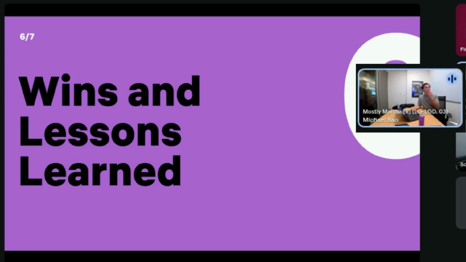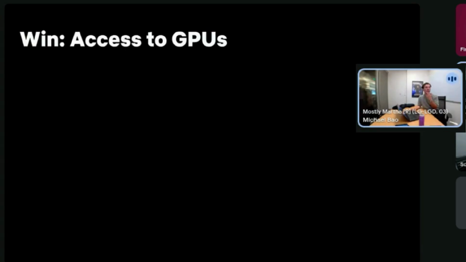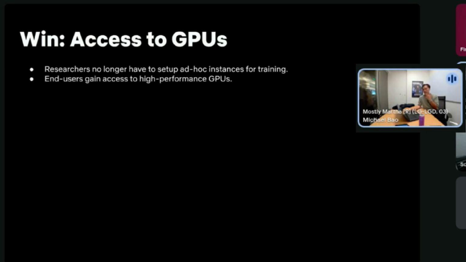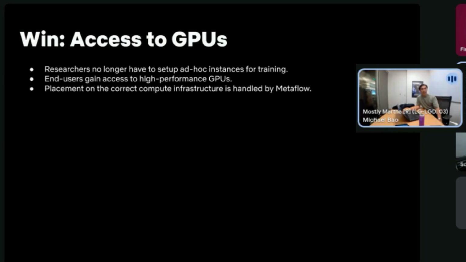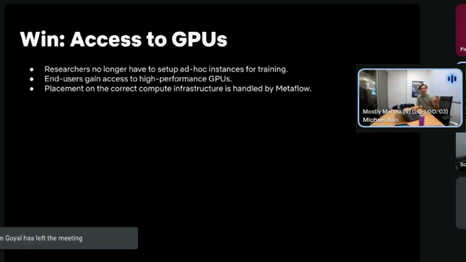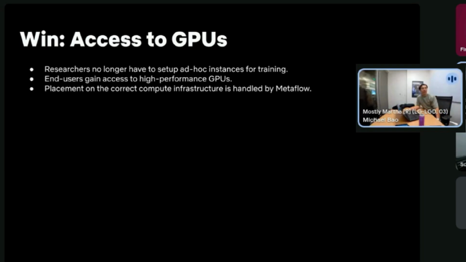I will note that this hasn't been a super seamless process for us. The biggest win for us is obviously our access to GPUs. Researchers don't have to set up ad hoc instances for training, and our end users gain access to high performance GPUs. So everyone wins here, and this is because of Metaflow, just being able to present this unified interface to every user who wants to use that training service. And like I said, this placement on the correct compute infrastructure is handled by Metaflow, so it's not something that this team has to worry about, because for now we're running on our general compute infrastructure, and in the future, we might want to run it on our GPU cluster and so on and so forth.